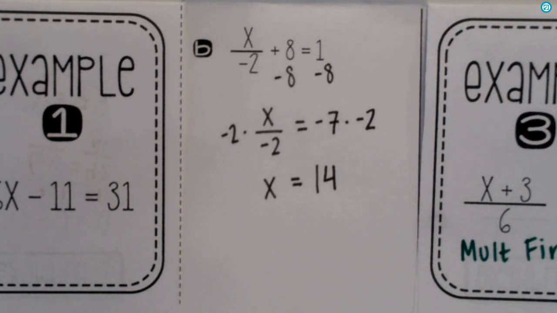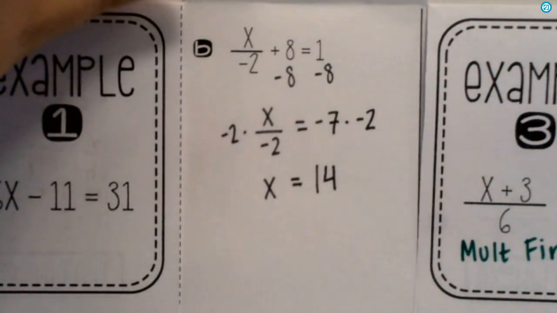Okay. We only have one more type we need to do, and this is the type where we are going to multiply first. We've got 2 more examples on the example 3 tab where we need to multiply first, and then we will be done with notes, and you guys can get started working on your assignment.